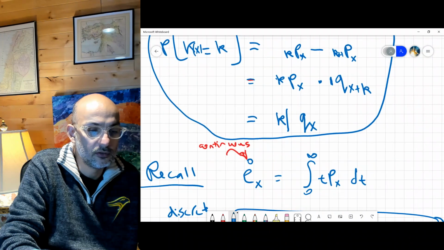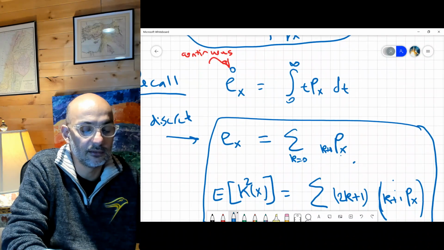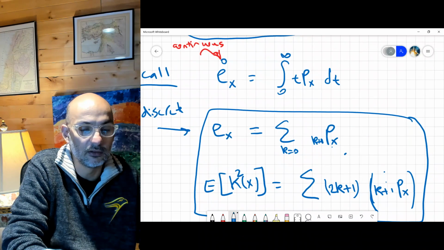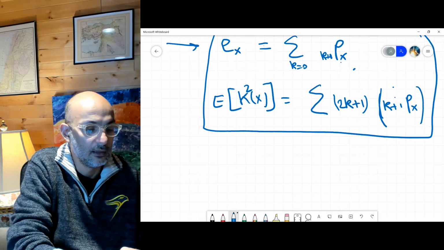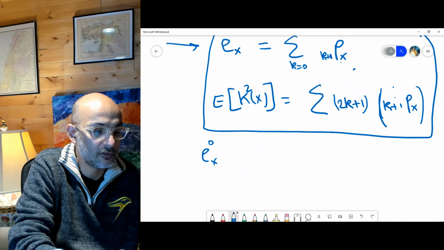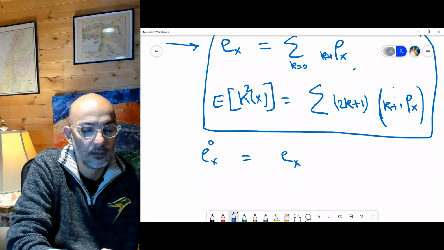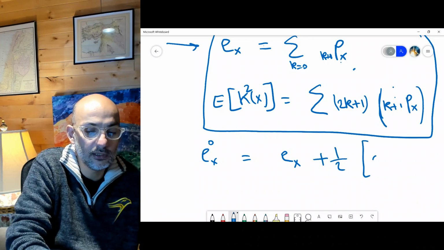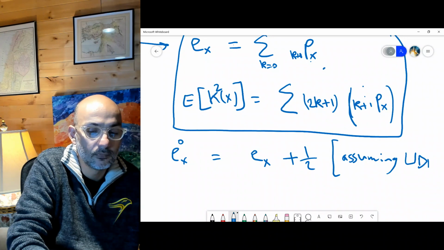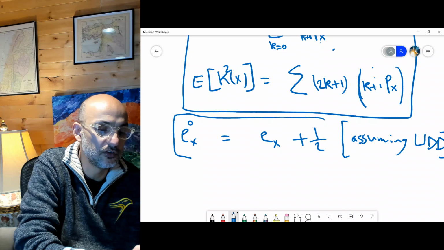Another thing I wanted to say: what's the relationship between the continuous and the discrete expected value? If you want another relationship to keep handy, if you have e_x, the continuous, and you usually have the discrete, you usually add 1/2 to the discrete. And this is assuming UDD, uniform distribution of death. So this is another relationship to memorize.